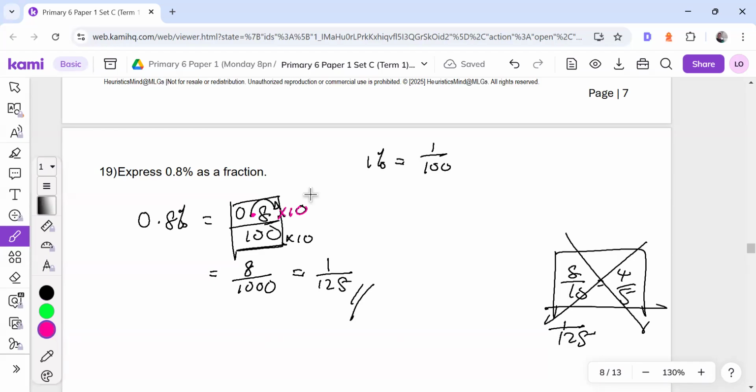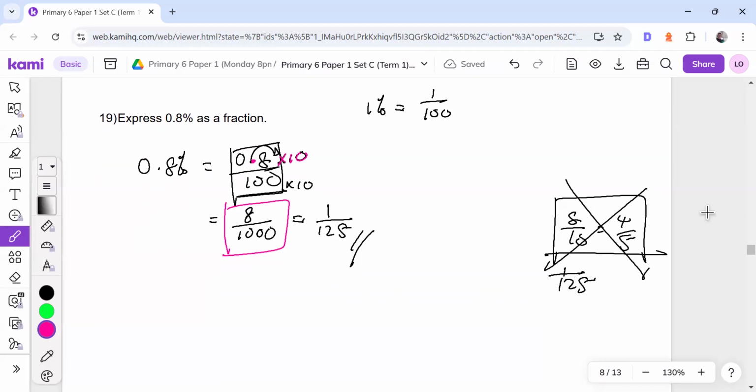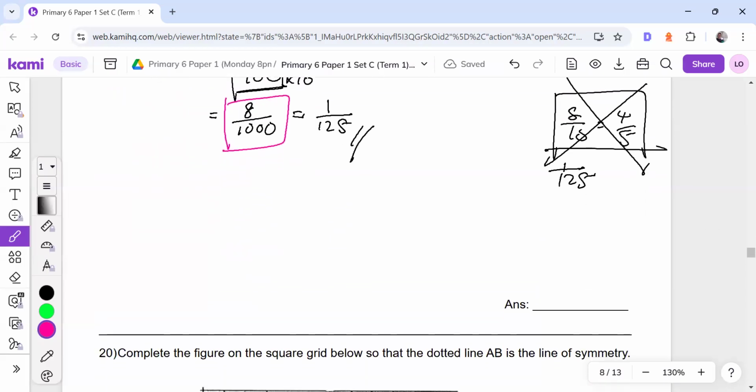Clear? Okay, so what if I never simplify? If you never simplify, I think you will still get the answer correct. I think so, because the question never asks you to simplify, so it's fine. But always try to automatically give the simplest form. Whether the question says or not, just automatically give the simplest form.